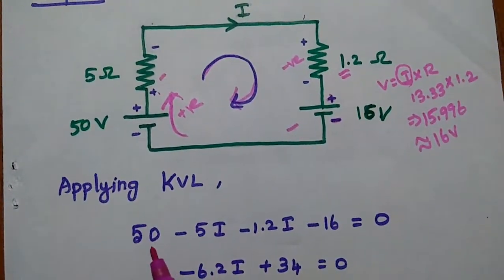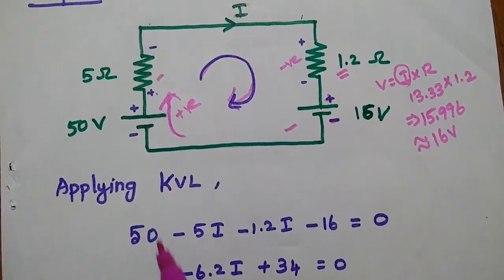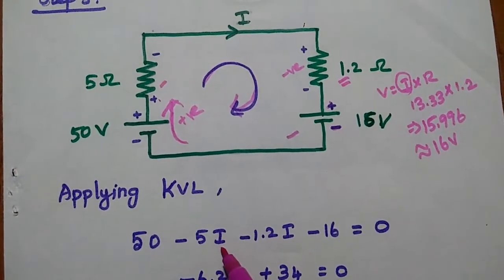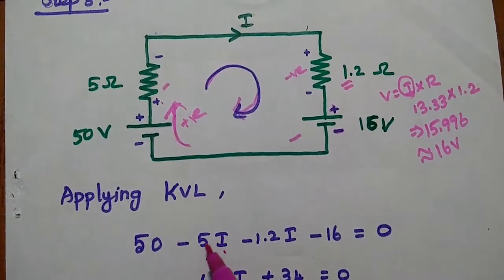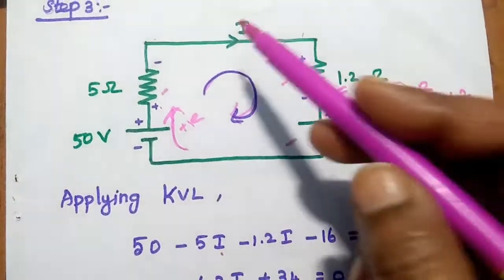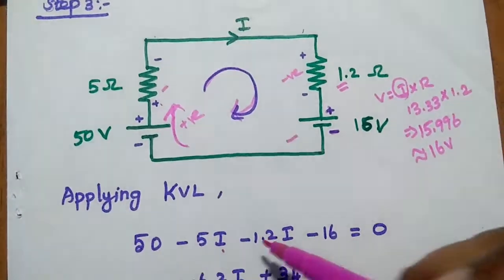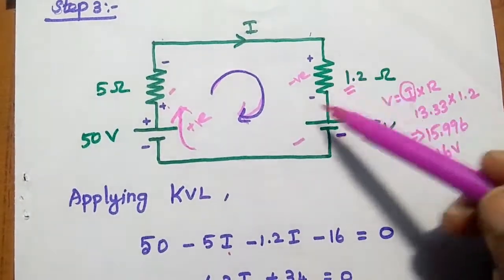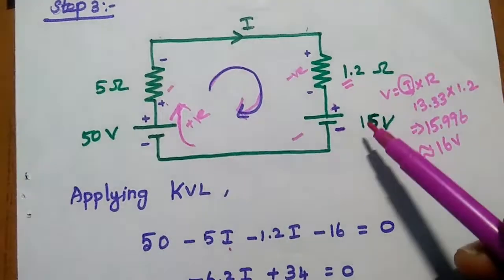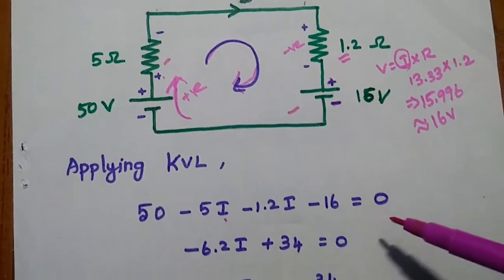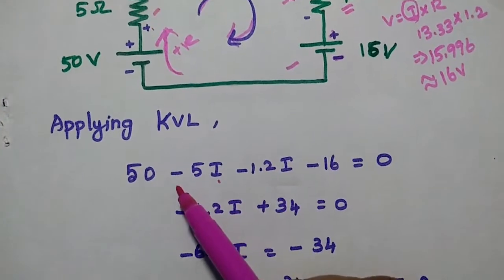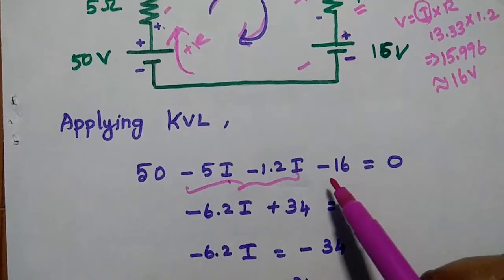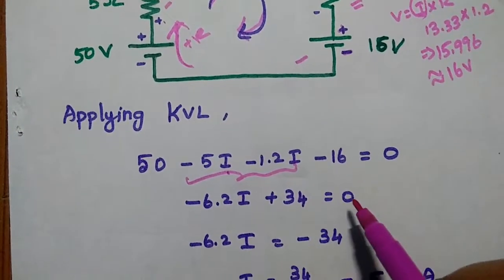So here we can get 50 volt, correct? It is a positive one. Minus 5 into I, we do not know the value of I, correct? So here 5, that is the resistance, and current value we do not know, so we can mention that as I. And here it is minus 1.2 into I. Okay, that is the voltage drop across this 1.2 resistance. And then here it is minus 16, that is equal to 0. So here we can add these two values, we can get minus 6.2I, and here 50 minus 16 is equal to what? 34. Plus 34 is equal to 0.